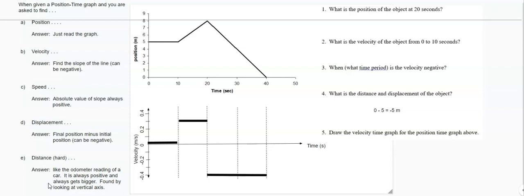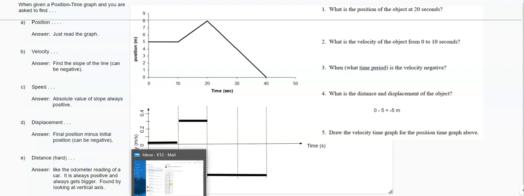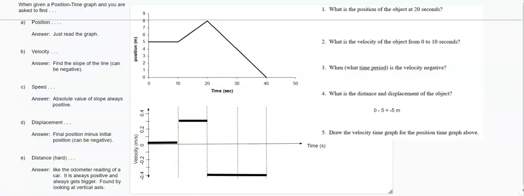So I want you to think of an odometer reading here. And the way we're going to figure this out is we have to look at the position time graph right here. It starts right here, and it stays there for 10 seconds, but then it goes up to 8.